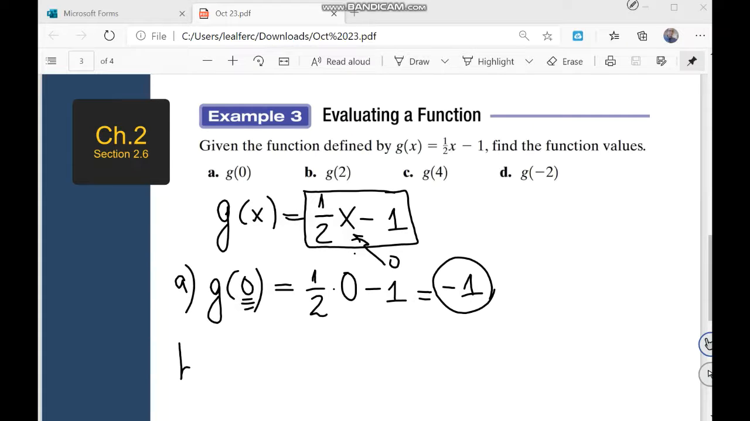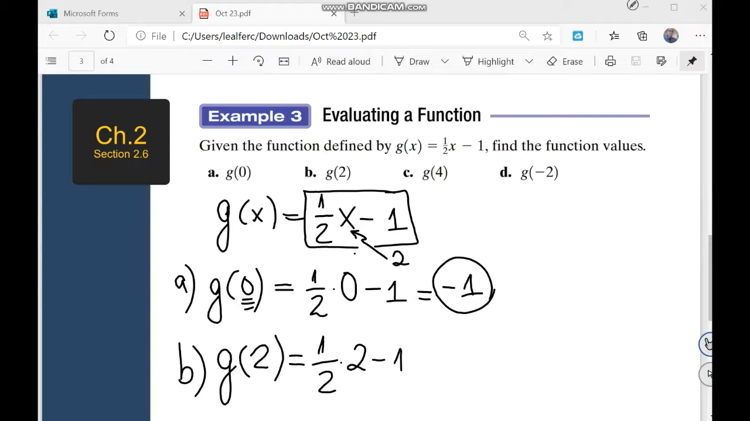Let's try another example. Keep it simple, really straightforward. g of 2. Now x equals 2. So now instead of plugging in 0, you're going to plug in x equals 2: 1/2 times 2 minus 1. This is going to be equal to, 1/2 of 2 is 1, minus 1 equals 0. For the input x equals 2, the output g of x is going to be 0.